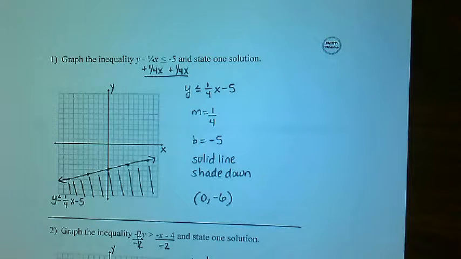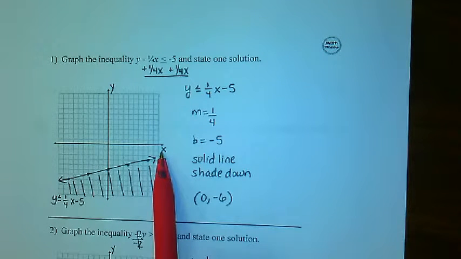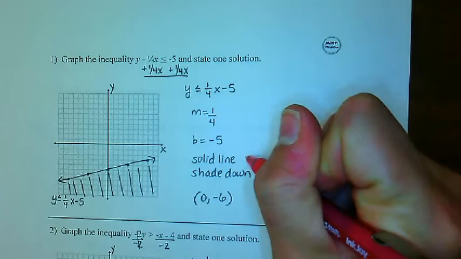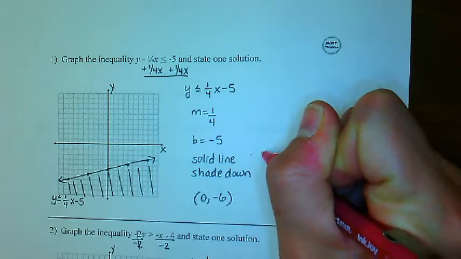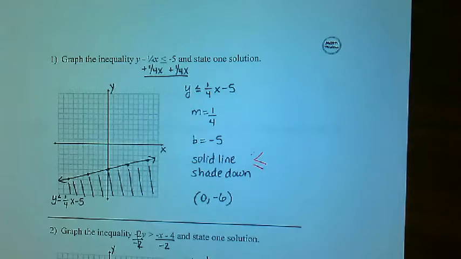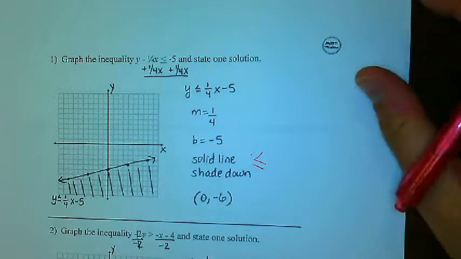This is going to be a solid line because it is less than or equal to, and then we are going to shade down. Now, I chose (0, -6) just because it's nice and easy, but any single point in here is a solution. Also, any point on this line is a solution. We have lots of options. Okay? So again, because this is less than or equal to, it is solid and it's shaded down.